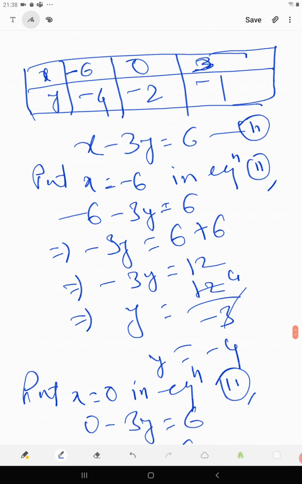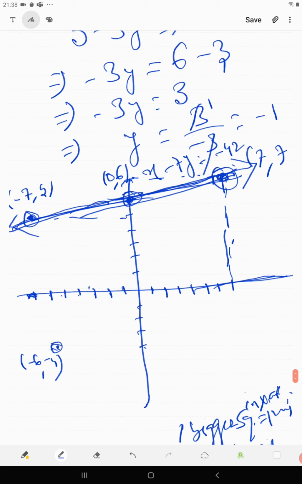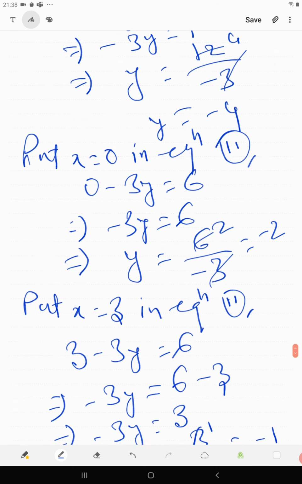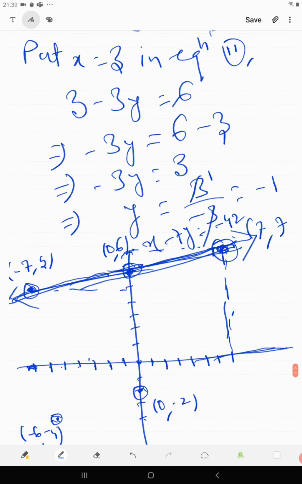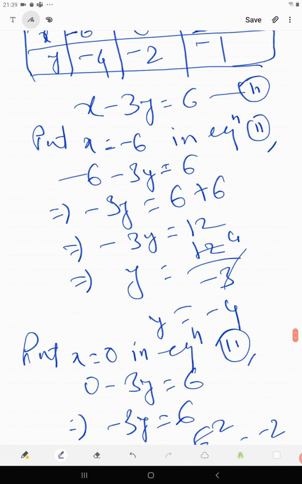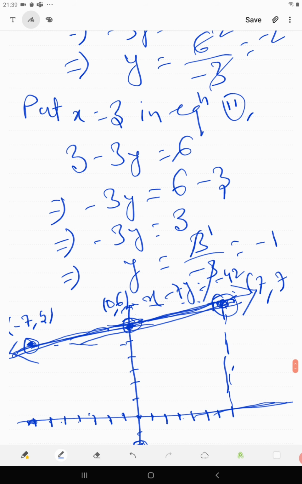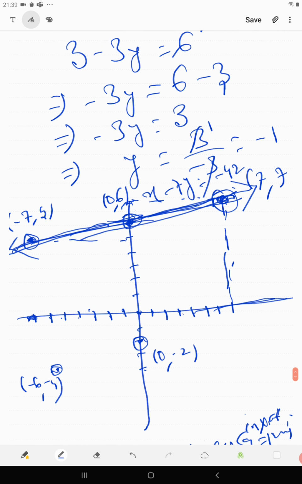Now the next point is 0 comma minus 2. So this is 0, and this is minus 2. So this point is 0 comma minus 2. Now the third point is 3 comma minus 1. So 3 will be on the right hand side. So 3 comma minus 1, I think, right? 3 is coming over here and minus 1 will come over here. So it will be 3 comma minus 1.